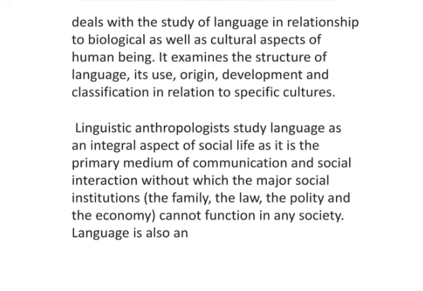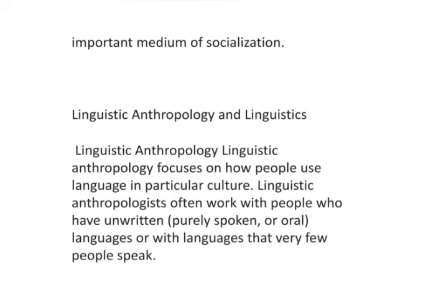Linguistic anthropologists study language as an integral aspect of social life, as it is the primary medium of communication and social interaction, without which the major social institutions, the family, the law, the polity, and the economy cannot function in any society. Language is also an important medium of socialization.